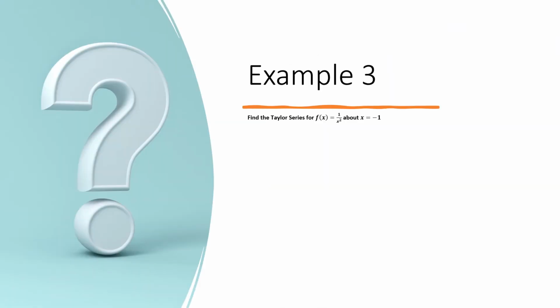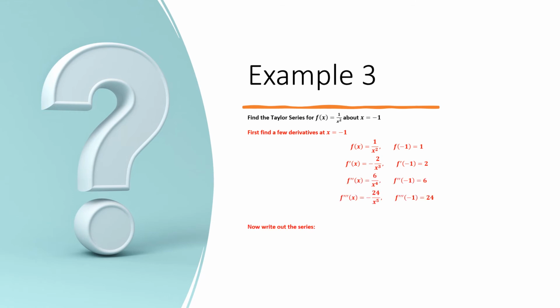Alright, example 3 says find the Taylor series for 1 over x squared about x equals negative 1. So again, I'm going to start by writing out a few of my derivatives at negative 1. When I write out those derivatives, I notice at x equals negative 1, these values simply look like factorials. They look like 1 factorial, 2 factorial, 3 factorial, 4 factorial. Again, you want to get used to noticing factorials. You want to know what they look like so you can see it when you write it out.